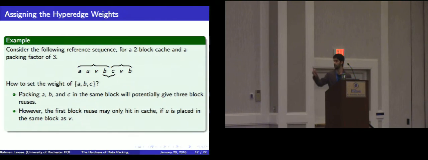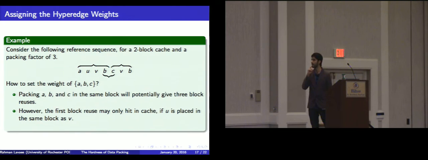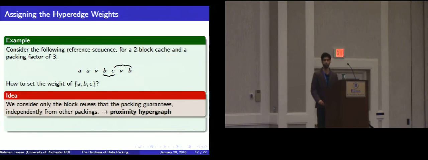But if you look at the first block reuse, and remember that the cache has only 2 blocks, B may only hit in the cache if U and V are placed in the same memory block. Otherwise, by the time B is accessed, the block that contains B is going to be evicted. So the idea is simple. We are going to consider only the block reuses that the packing guarantees independently from other packings.